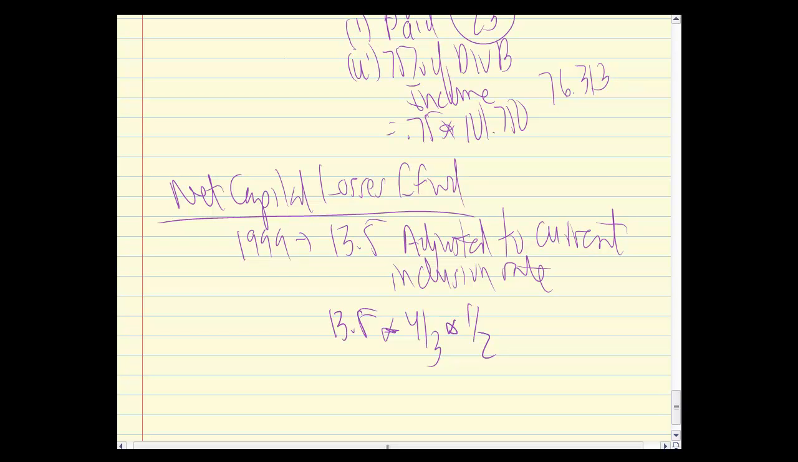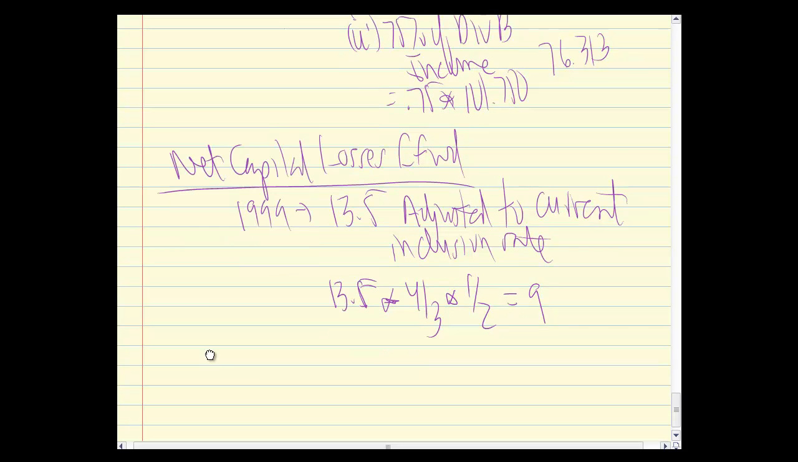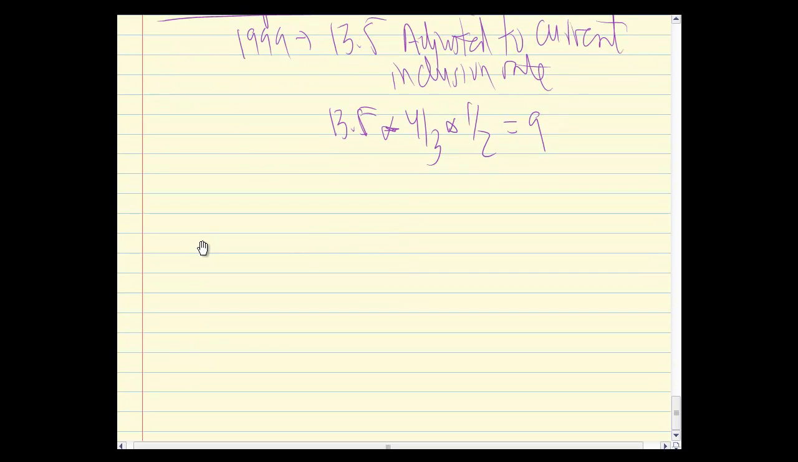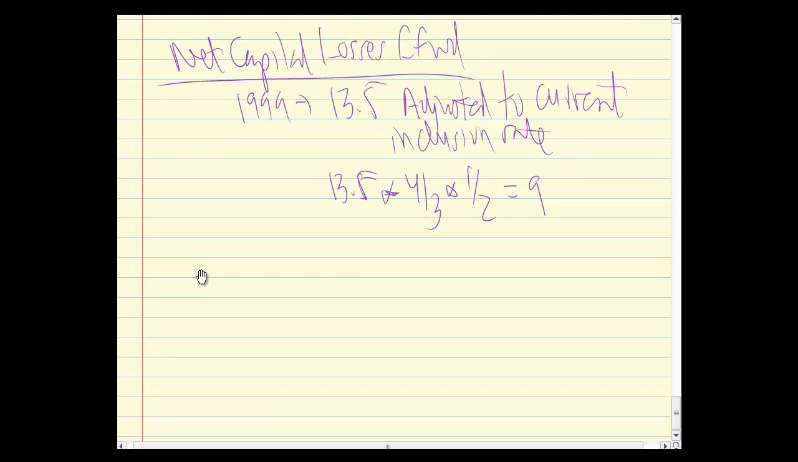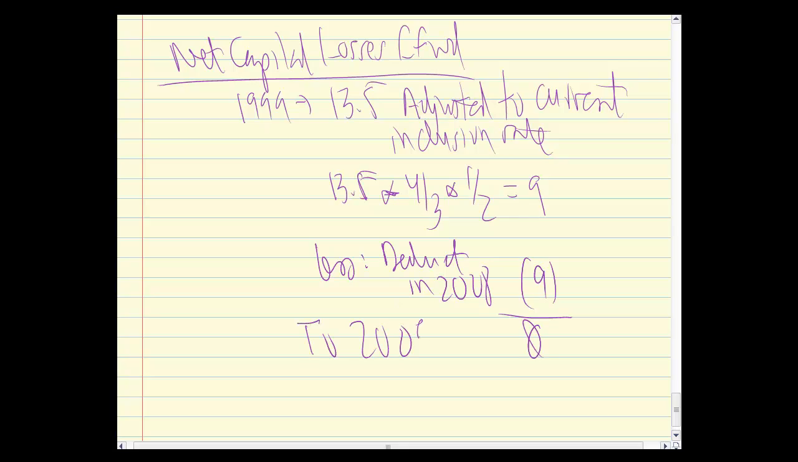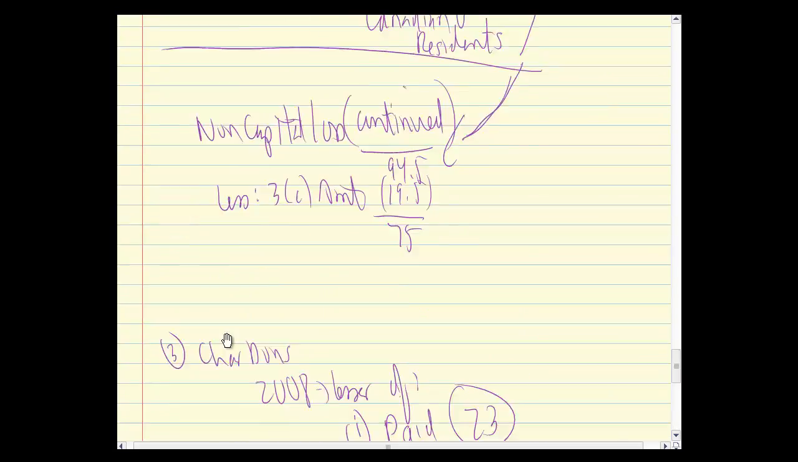How much is that number? How much? 9,000, right? So you have 9,000. So 9,000 carry forward. How much are we going to deduct? Right. So less deduct in 2008 to 2009, 0, right? So we're going to go back up here.